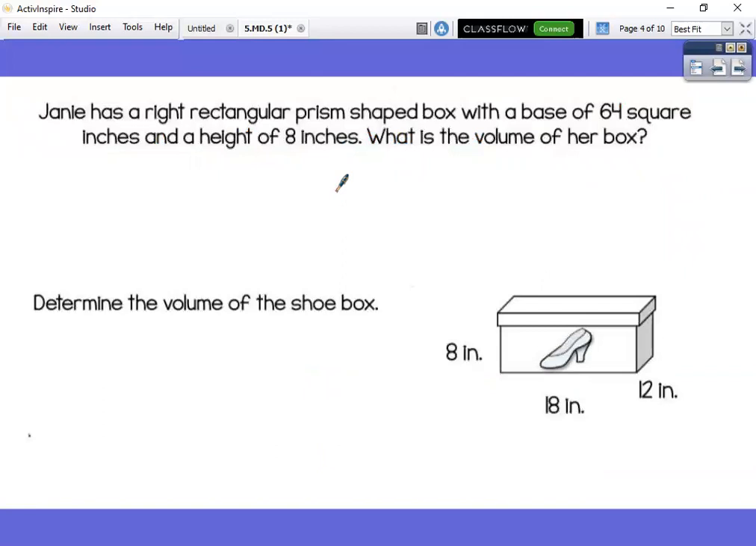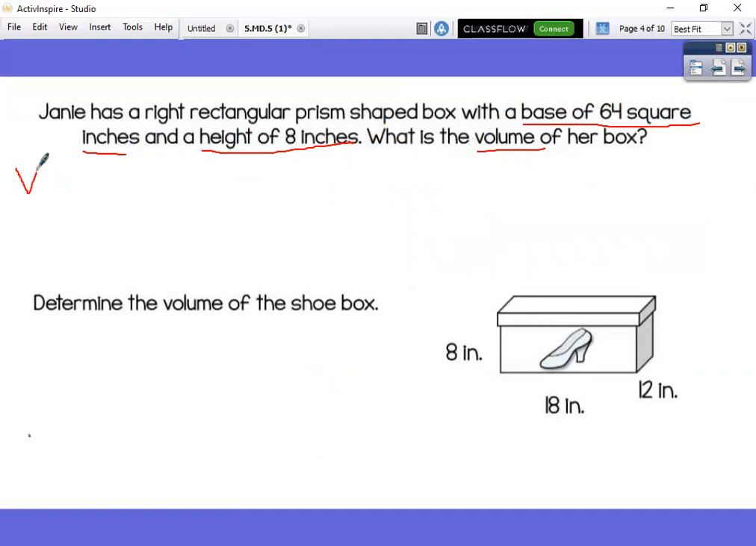All right, now we have a word problem. Janie has a right rectangular prism shaped box with a base of 64 square inches and a height of 8 inches. What is the volume of her box?